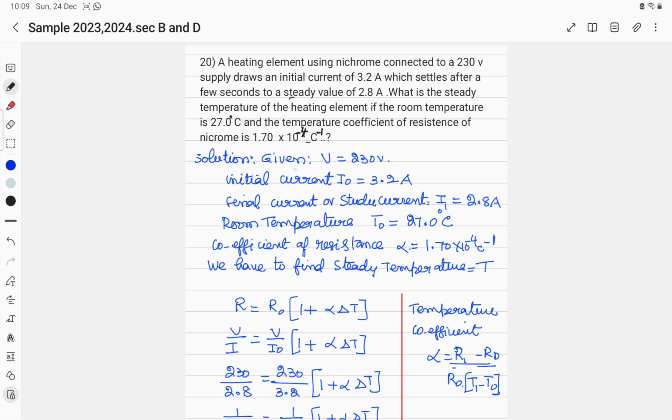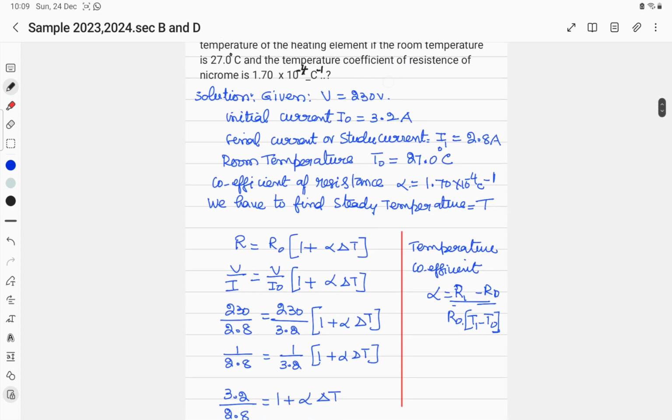Solution. Given V is 230 volt. Initial current I0 is given 3.2 ampere. After a few seconds, the steady value of the current I1 is equal to 2.8. Room temperature T0 is given 27 degrees Celsius. The coefficient of resistance is also given, alpha is equal to 1.70 into 10 power minus 4. We have to find the steady temperature, that is T.